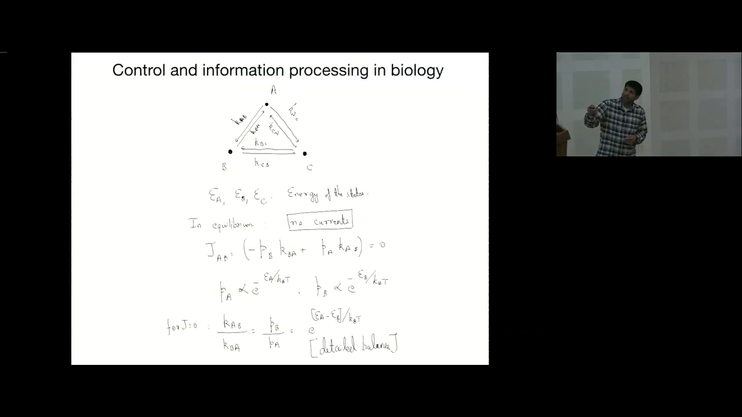In particular, if I look again along the AB link, the ratio of the rate to go from A to B divided by the rate to go from B to A is a ratio of probabilities. It's equal to PB over PA, and that's equal to the exponential of EA minus EB over KT. Okay, so the statement, and Juan mentioned this in his first lecture, is called the statement of detailed balance.